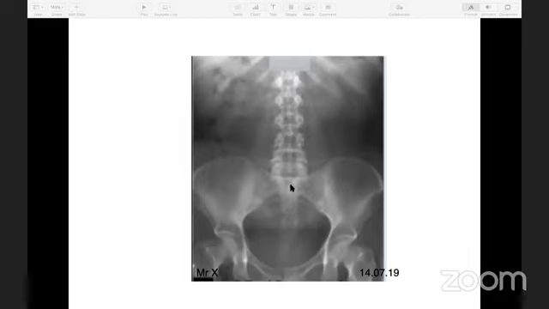Bony shadows are normal, and there is no abnormal radiopaque shadow suggestive of calculus. Now, in all the patients, one should always look in the interspinous space for any calculus.